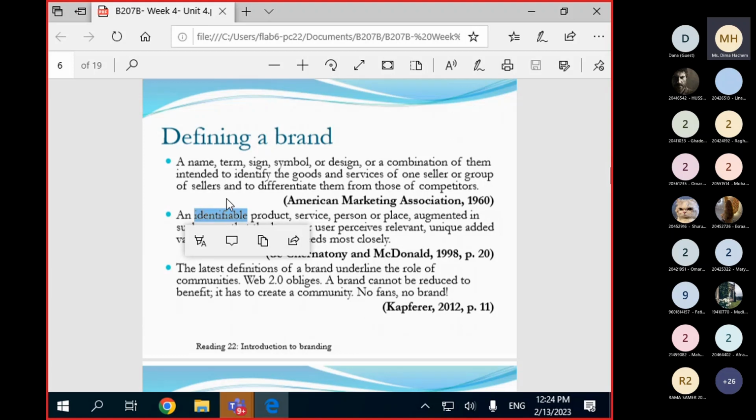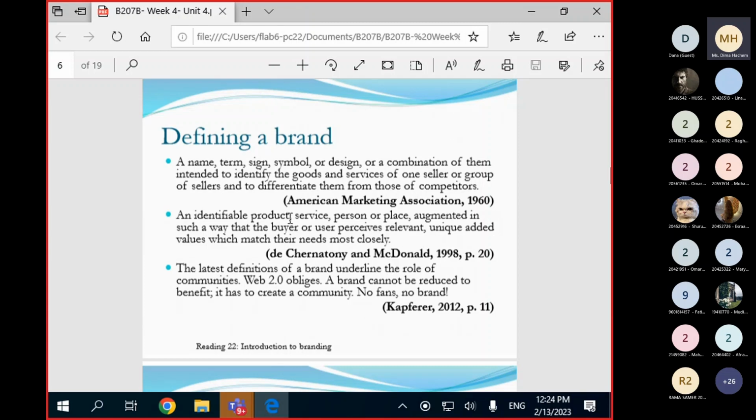It doesn't mean that every brand is successful. There are unsuccessful brands, of course, that we didn't hear of, or unsuccessful brands in terms of we look at them as consumers as, you know, not attractive at all.